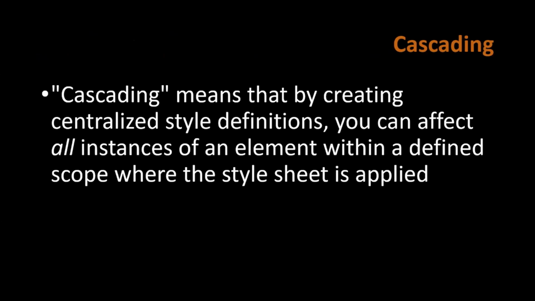And that's where the cascading part comes in. And the cascading is really important. What that means is that by creating a centralized style definition, you can affect all instances of an element within a defined scope where the style sheet is applied. Okay, so we're going to start by just applying a style within our page, but eventually we're going to create standalone CSS files that can apply through an entire website just using one line of code to make that apply.